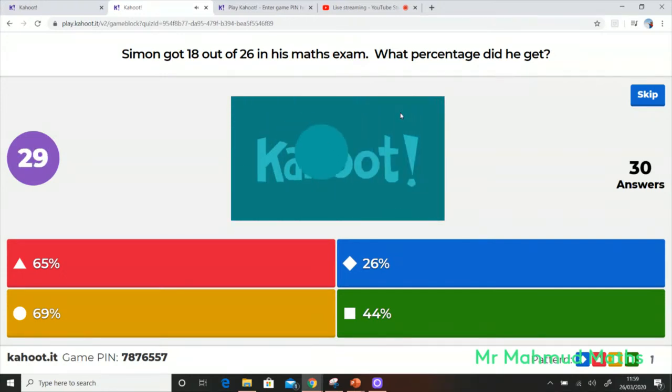Simon got 18 out of 26 in his maths exam. What percentage did he get? If you're not sure, 18 divided by 26, and then what is percentage out of? Times by 100.